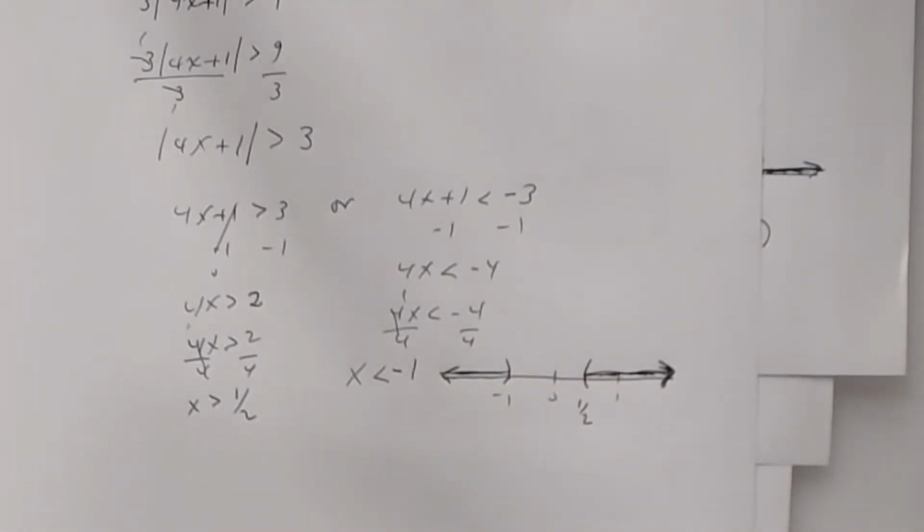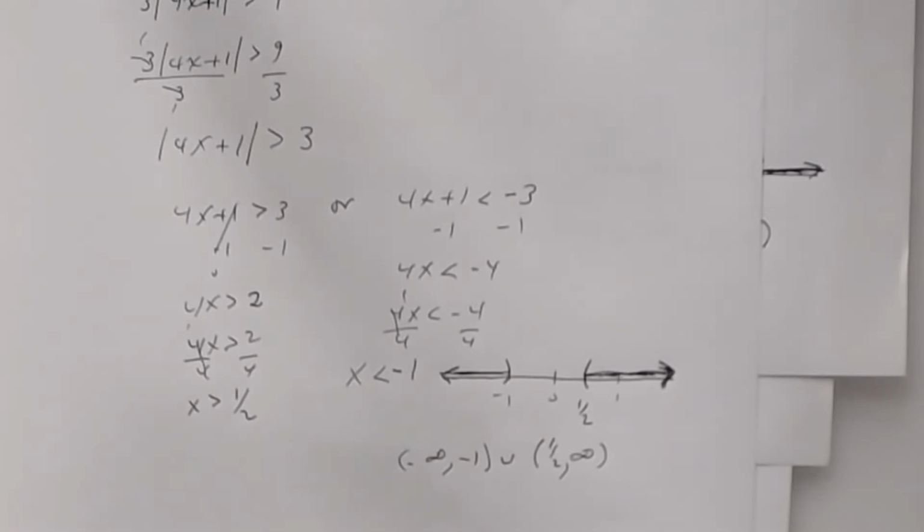So you graph your solutions. So my solutions are from negative infinity to what? Negative 1, union, and then from what? 1/2 to infinity. Okay?